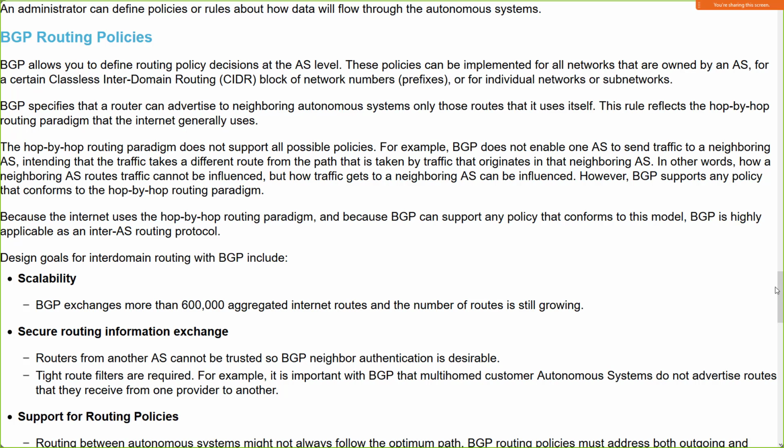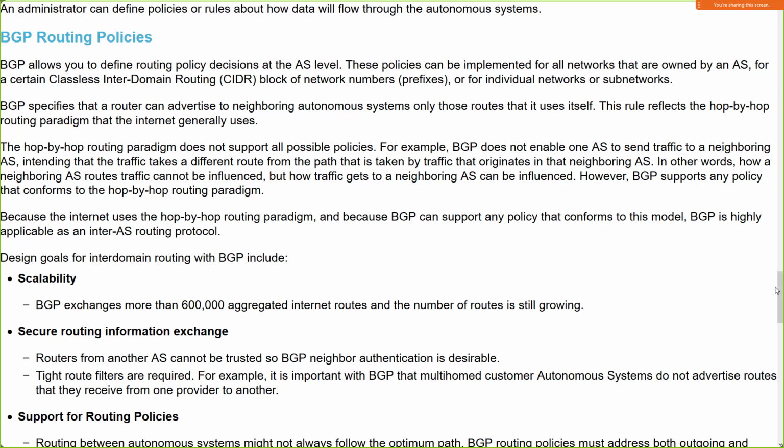All right. BGP specifies that a router can advertise to neighboring autonomous systems only those routes that it uses itself. That's very much a distance vector concept, isn't it? In EIGRP, it's the exact same concept. I only advertise the routes to my peers that I'm using. I don't advertise every possible choice, unlike a link state routing protocol. I advertise the routes that I'm using.